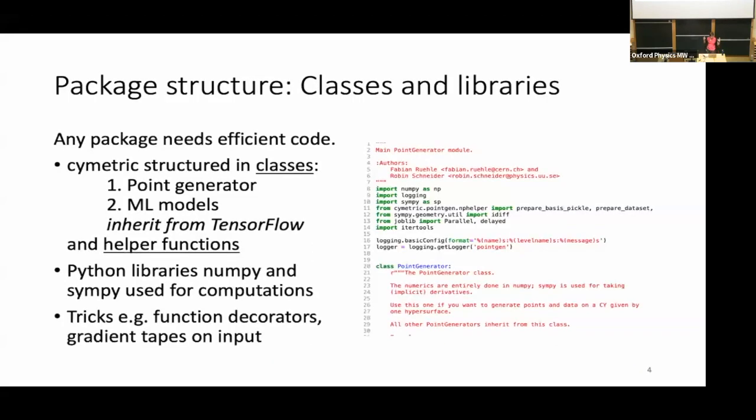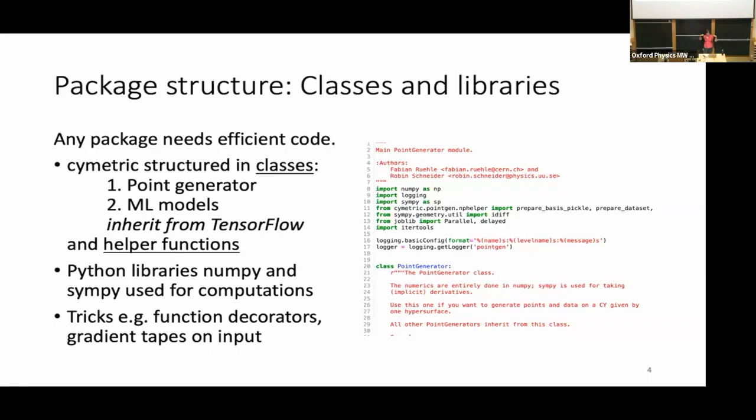Okay, so now we're zooming in on one of these packages. This is the CYMetric package. It's written in Python. It uses some functionality from Mathematica, and it's also using some functionality from Sage, which I'll come back to. But basically it's a package which has point generators that can sample points for you on different kinds of Calabi-Yau manifolds. And then it has machine learning models that you will use when you construct your neural nets and you train them. So the package is structured in classes that encode these.